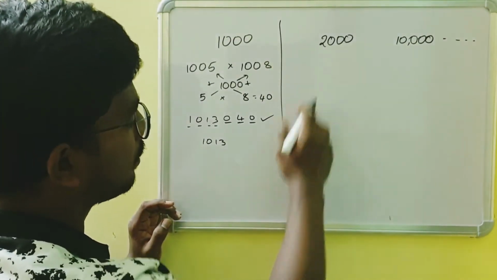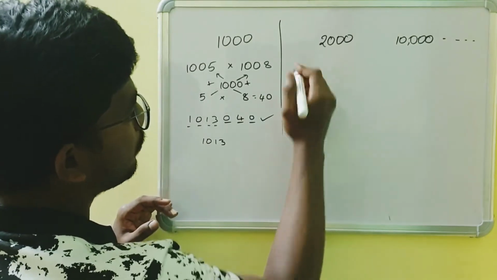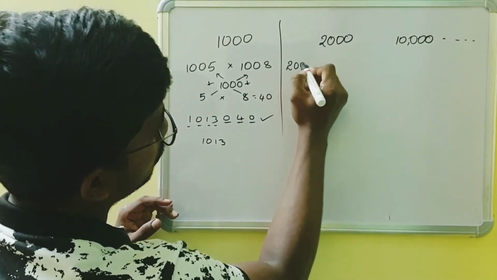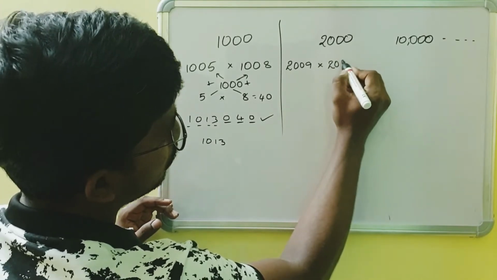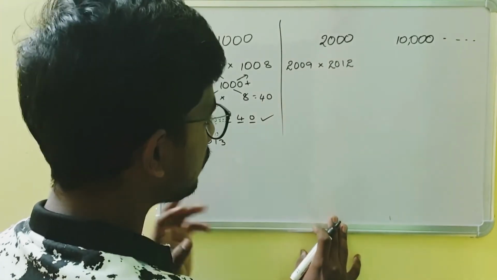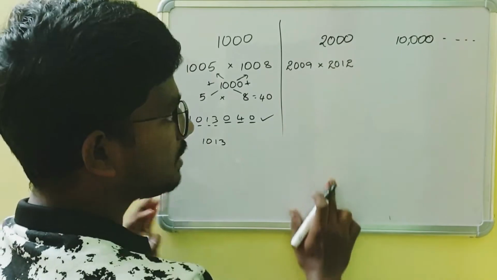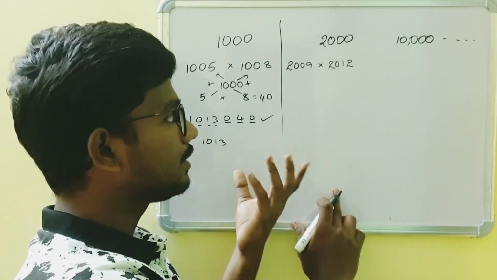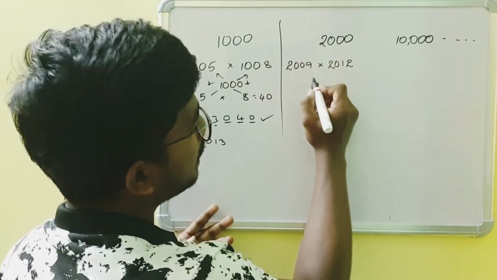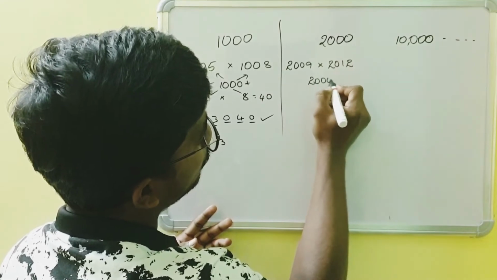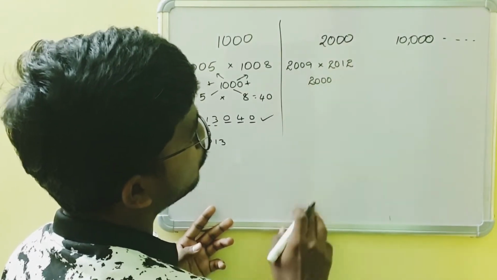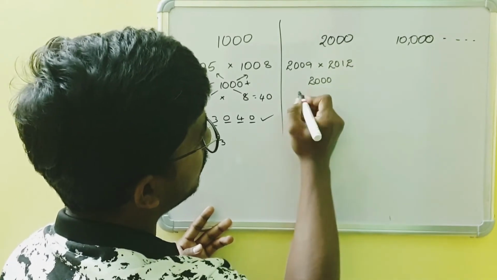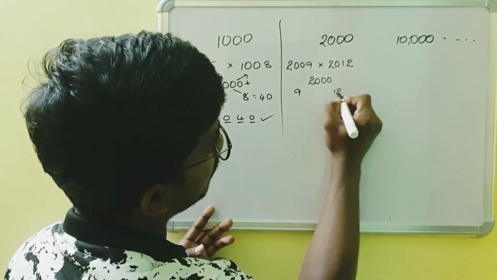Now let us check it for 2000. See, for 2000 I will take 2009 into 2012. Okay. See, these two numbers are greater than 2000 and are also nearer to 2000. So I am taking 2000 as my common value and taking out the differences of 2000 from 2009 and 2012. I will get 9 and 12 respectively.